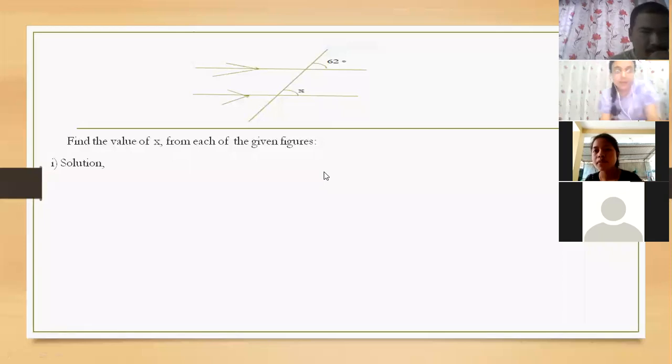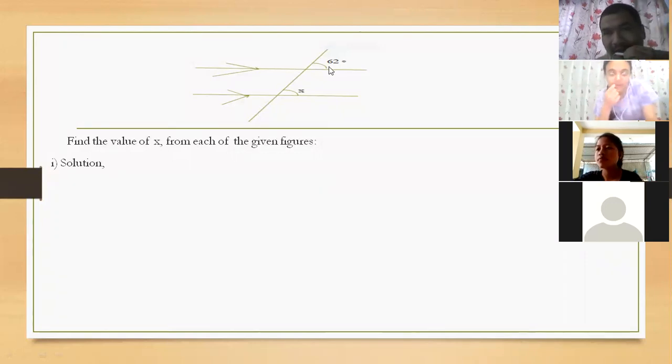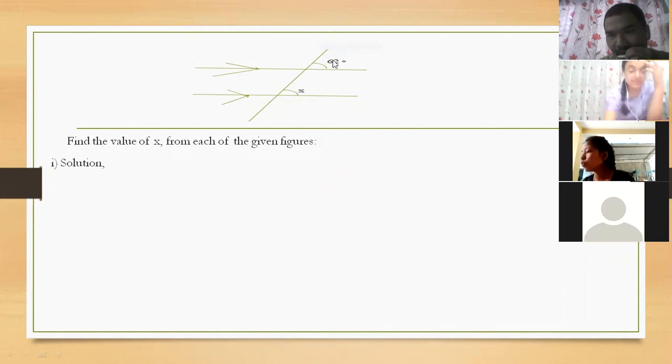Because they are co-interior. They are corresponding angles. That's why they are equal. Corresponding angles: one is outside and the other inside, on the same side of the transversal. Yes, you are right. x equals 62 degree, but the reason must be given: being corresponding angles.